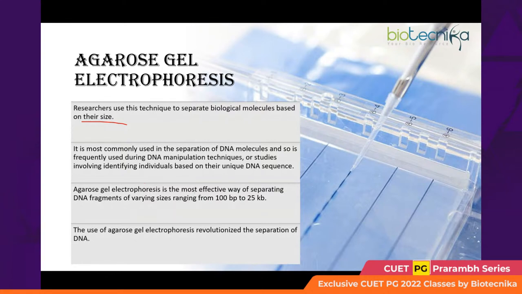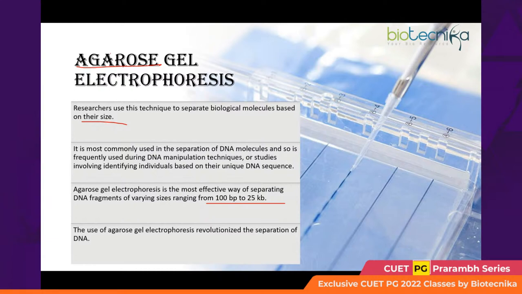Now, agarose gel electrophoresis is the most effective way of separating DNA fragments of varying sizes, ranging from 100 base pair to 25 kilo base pair. The use of agarose gel electrophoresis revolutionized the separation of DNA. This agarose that we are talking about is actually a polymer which is obtained from seaweed. In agarose gel electrophoresis, we dissolve this agarose in water and make a gel out of it. During the gelation, the agarose polymers associate non-covalently and form a network of bundles whose pore size determines a gel's molecular sieving property.